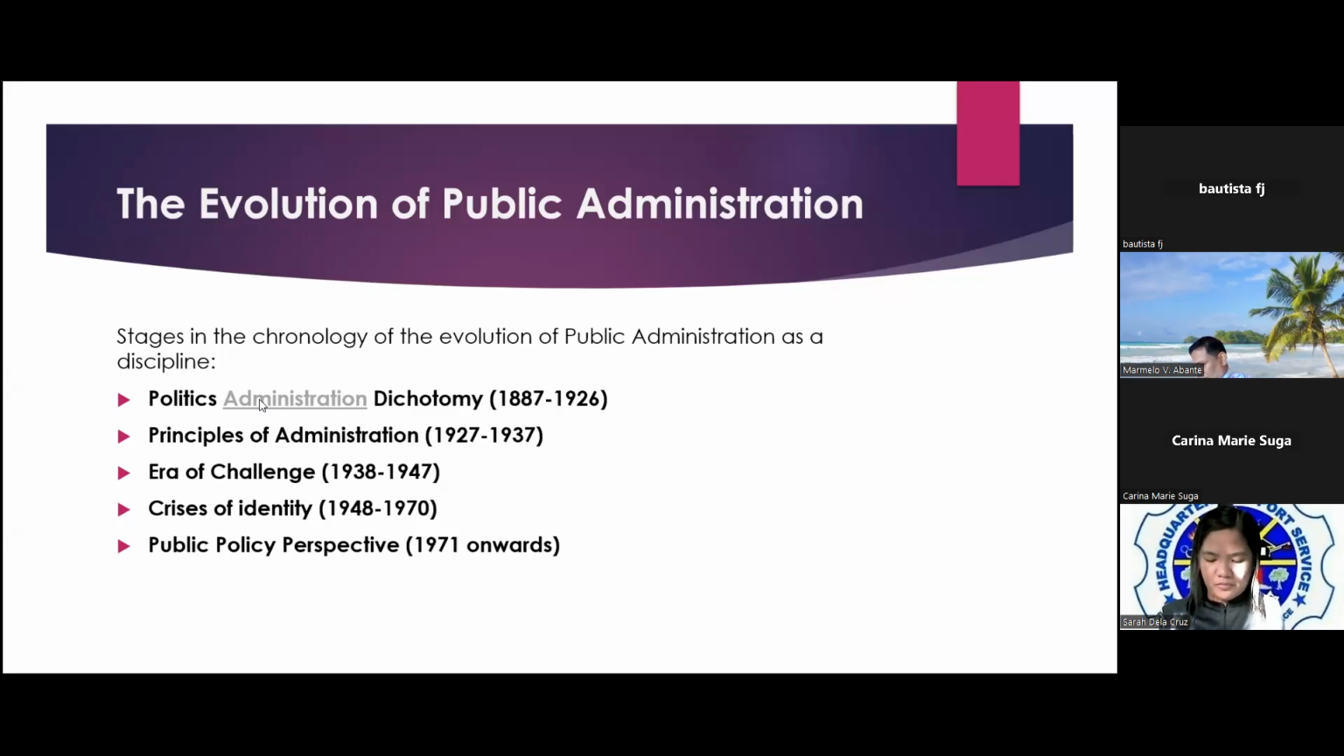Also in this stage, Gulick and Urwick's POSDCORB is particularly noteworthy. This is the acronym for the seven functions of the administration: planning, organizing, staffing, directing, coordinating, reporting, and budgeting. Also in this stage, James D. Mooney and Alan Reiley provide four principles for increasing administrative efficiency: coordination, the scalar process, functional differentiation, line and staff.